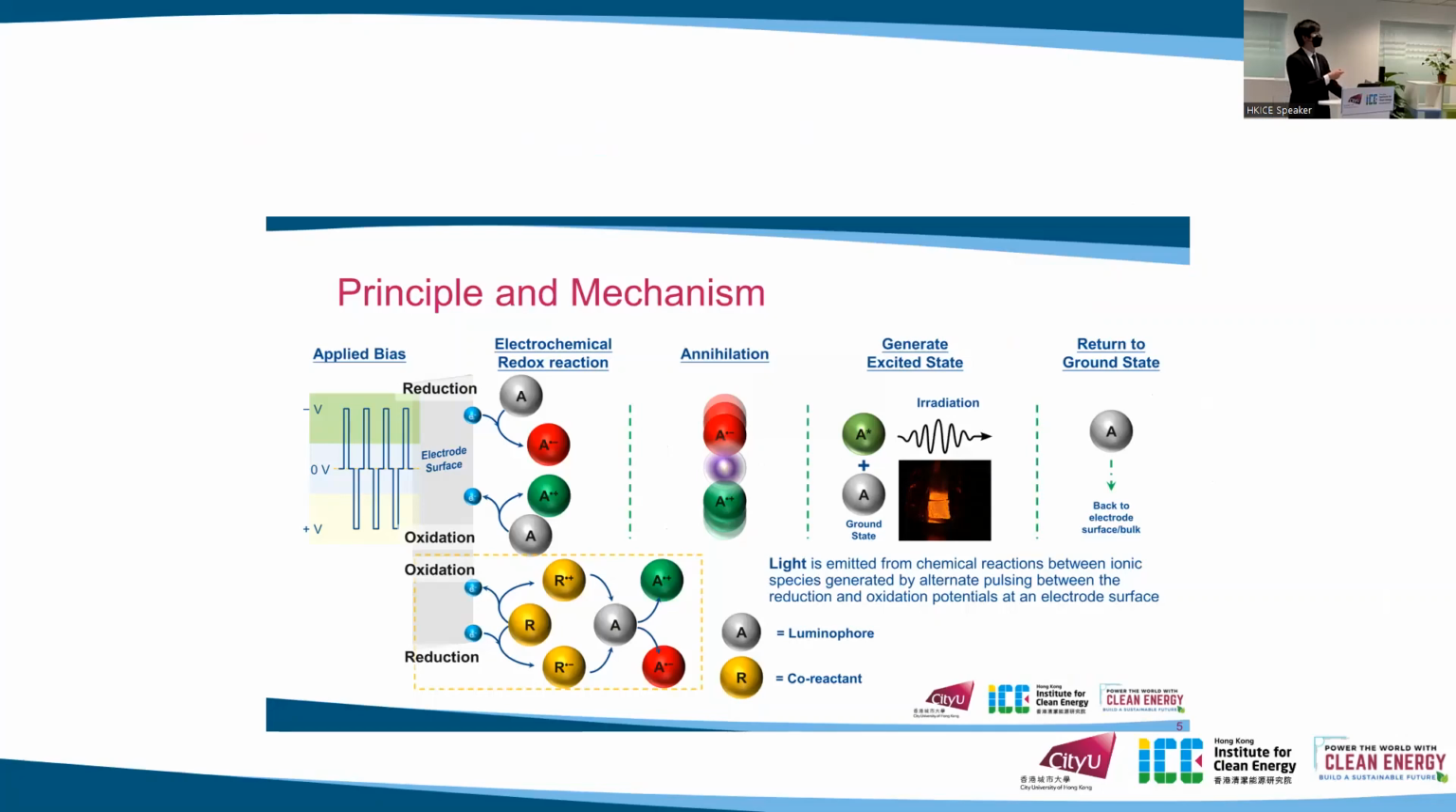And this is the principle and the mechanism behind the ECL. We apply a bias on the electrode surface to generate an anion and a cation. The cation and anion come together and undergo an annihilation reaction, giving an excited state molecule. The excited state molecule then releases the energy as light. So we have light throughout the whole electrochemical process.